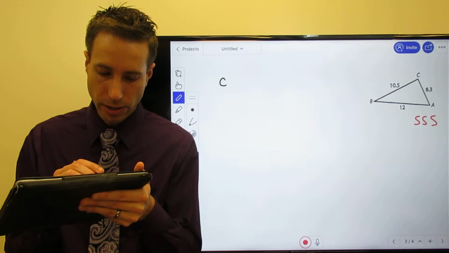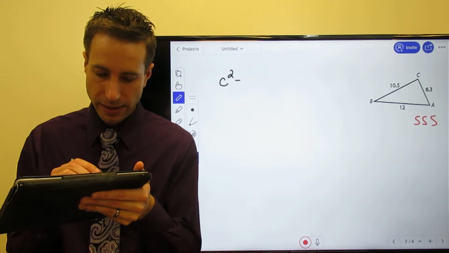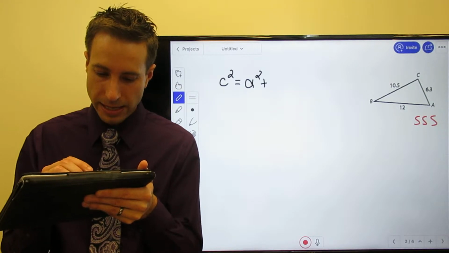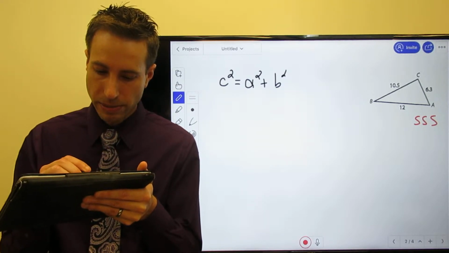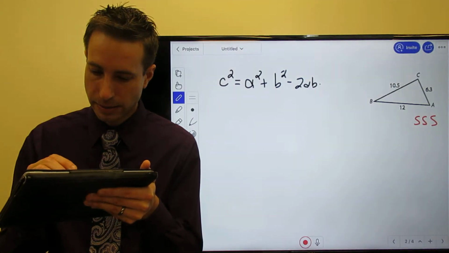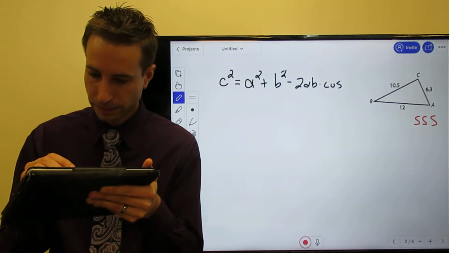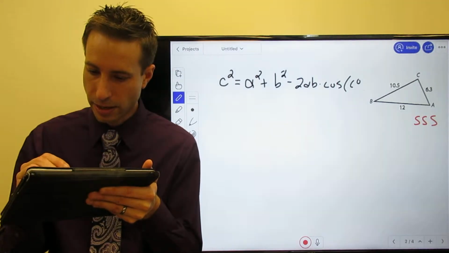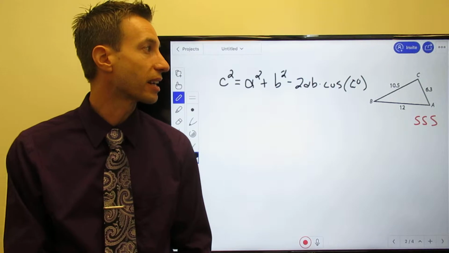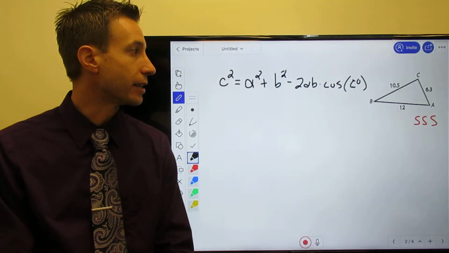Remember, we're going to use that formula, the same one every time, so that I don't have to remember anything different. c squared equals a squared plus b squared minus 2ab times the cosine of angle C. All right, fantastic. Now I start plugging in what I know.